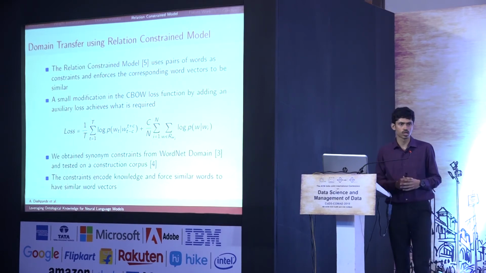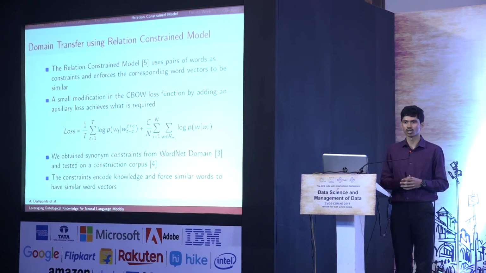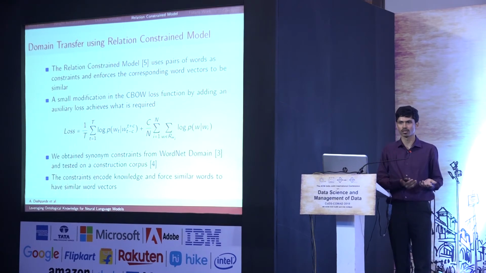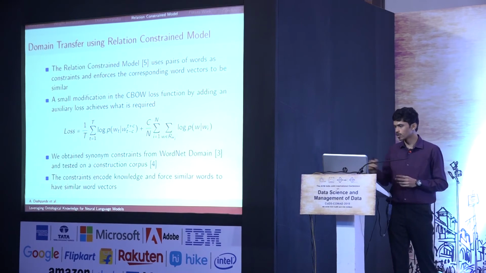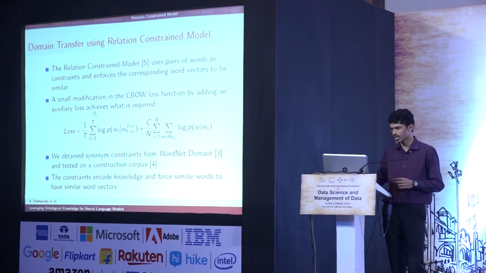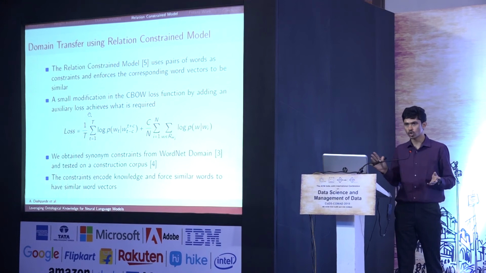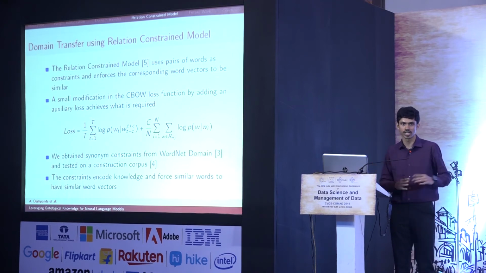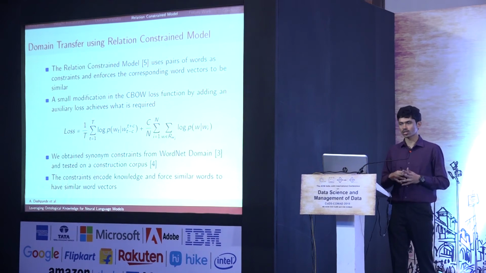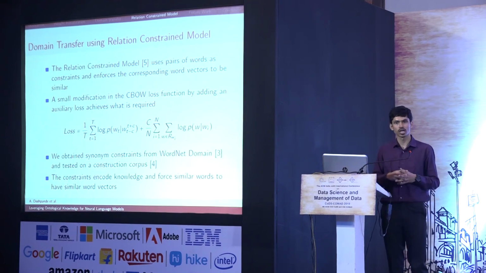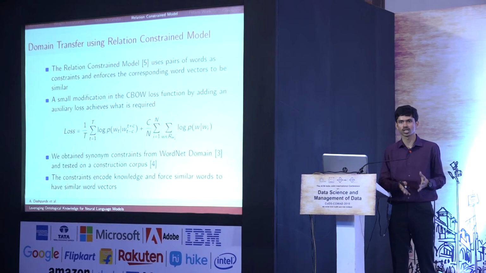Those of you who are familiar with what is called a continuous bag of words model, which is a very famous word2vec model, the loss function is on the slide. So the first term in the loss function basically tries to predict the word given 2 times c, the number of context words, c to the left and c to the right. All that a relation constraint model is doing is adding an auxiliary term which is enforcing 2 words, which can be called constraints, to be closer.